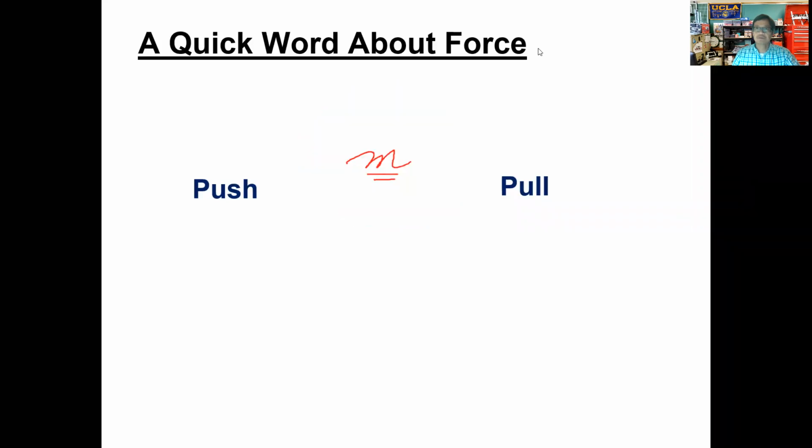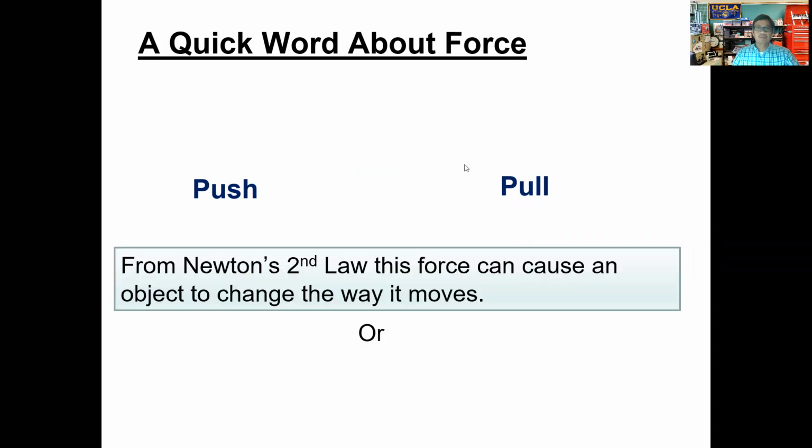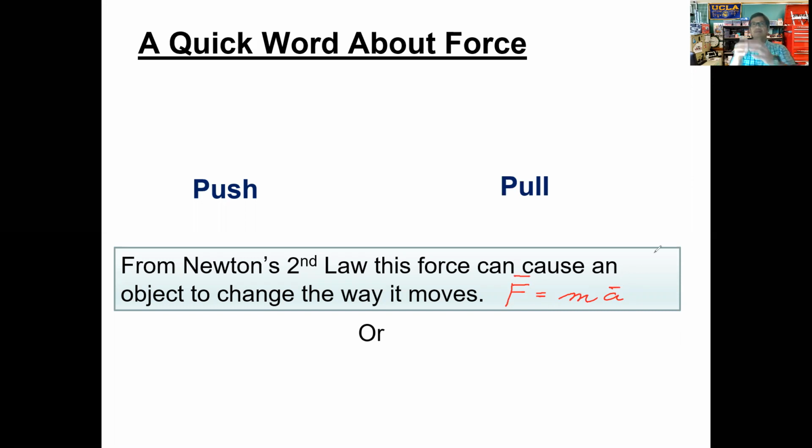Let me erase this real quickly. From Newton's second law, which I showed you already, this force can cause another object to change the way it moves. Let me write that down again real quickly. The force that an object feels is going to change the way it moves depending on the mass of the object and its acceleration. Acceleration is basically speeding up or slowing down. As an object speeds up or slows down, it is accelerating. It's changing its speed or changing its direction.